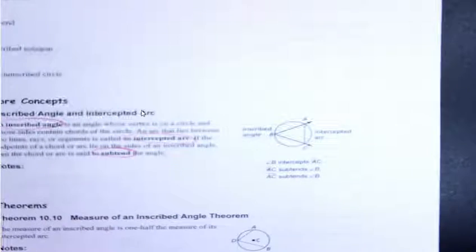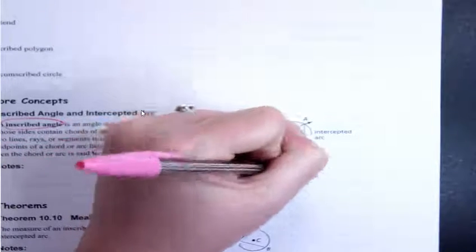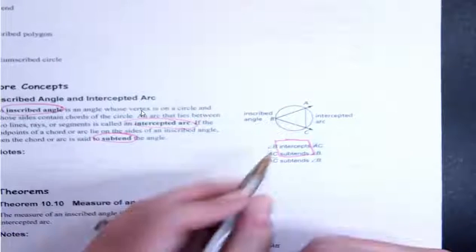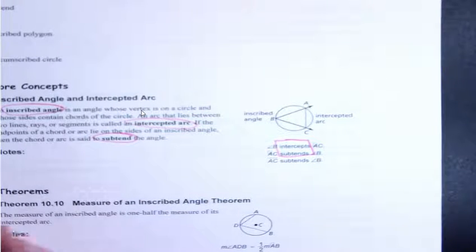Okay? And then these two words are synonyms. Intercepts and subtends. You may see the word subtend, which you probably haven't seen before, but just know that it means intercept. Okay? They kind of go back and forth.